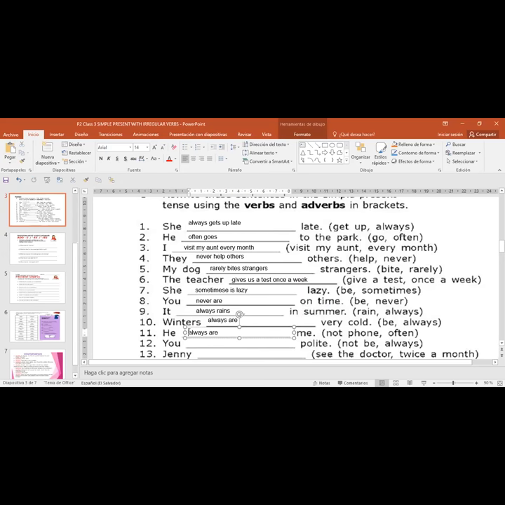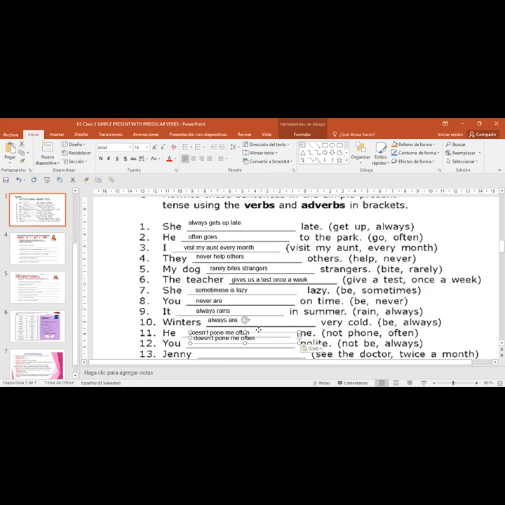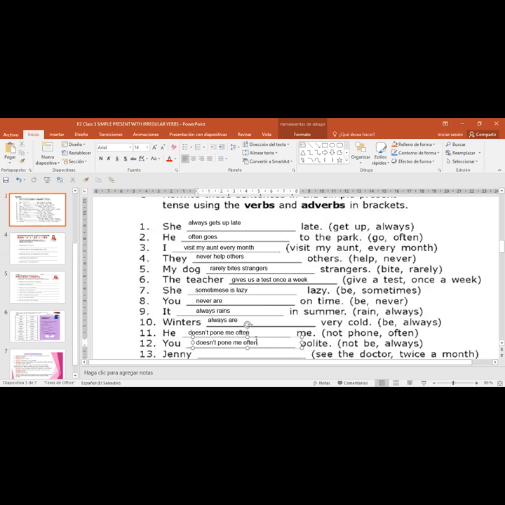Dice not. Ahí el verbo es phone, pero para hacer una negación con un verbo que no es el to be, ¿cómo lo hago? ¿Con qué auxiliar lo hago? Doesn't. He doesn't, ¿verdad? He doesn't phone me often, ¿verdad? Porque dice not. Entonces, para hacer el negativo, tengo que utilizar doesn't, porque estamos hablando de he, tercera persona. Thank you.